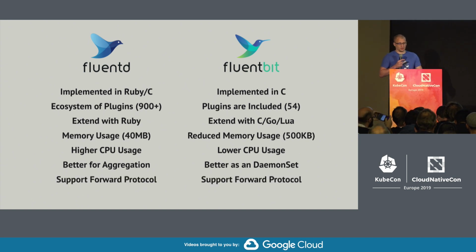And finally, both Fluentd and Fluent Bit have support for something called the forward protocol, which just allows them to interoperate. So it's not really a question of Fluentd versus Fluent Bit. It's really which technology is appropriate in the right location. So if you want to use Fluentd where it makes sense, you can do that, and you can interop with Fluent Bit using this forward protocol.